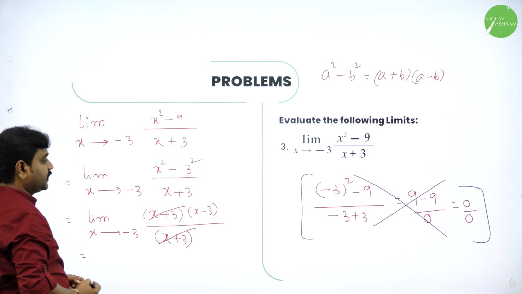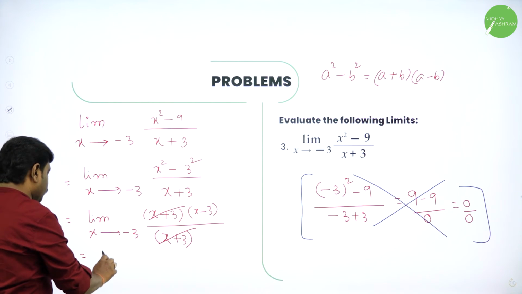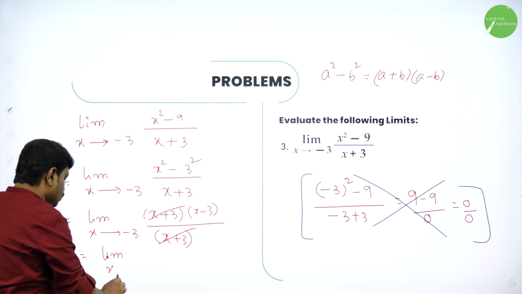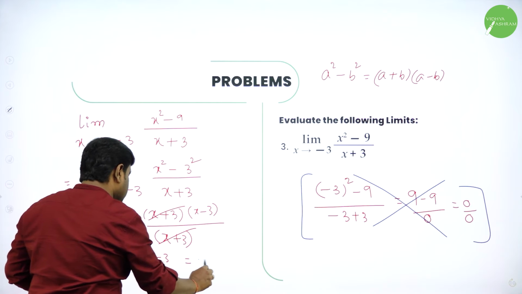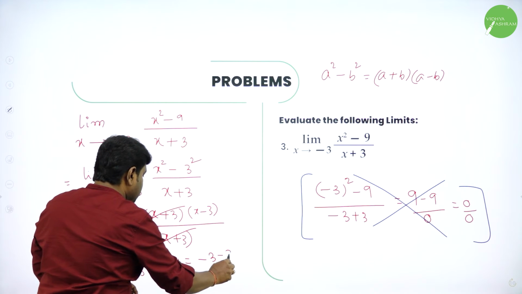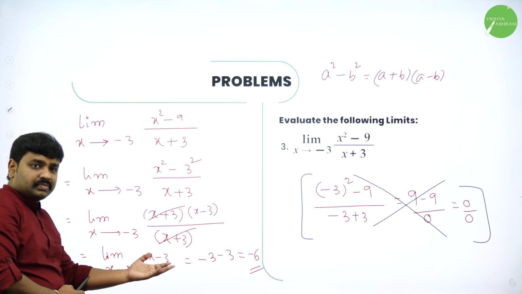Now I will apply the limit. In the place of x put what? Minus 3. Now I am left with just limit x tends to minus 3 of x minus 3. In the place of x put minus 3, so it will become minus 3 minus 3. What is minus 3 minus 3? Minus 6. This is the answer. What is the answer? Minus 6.